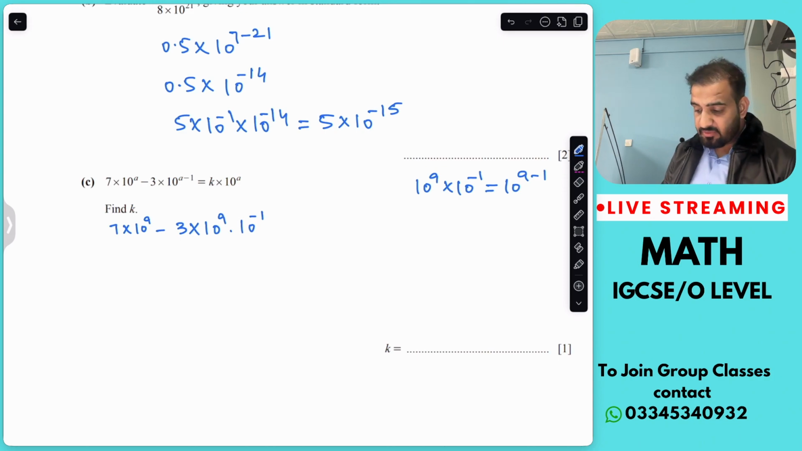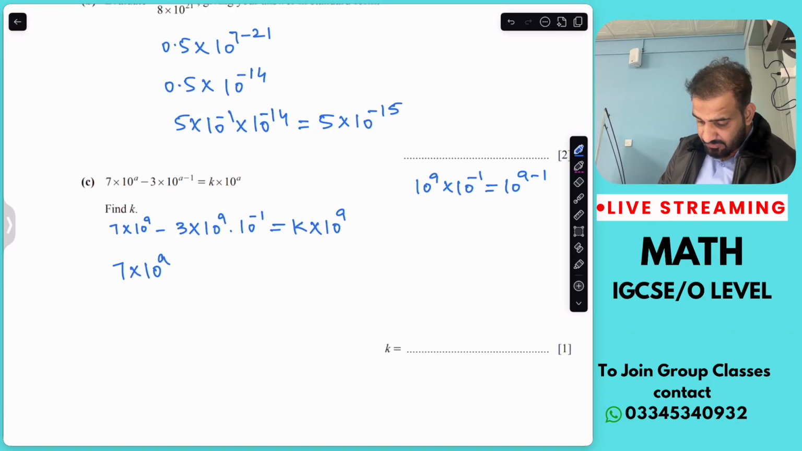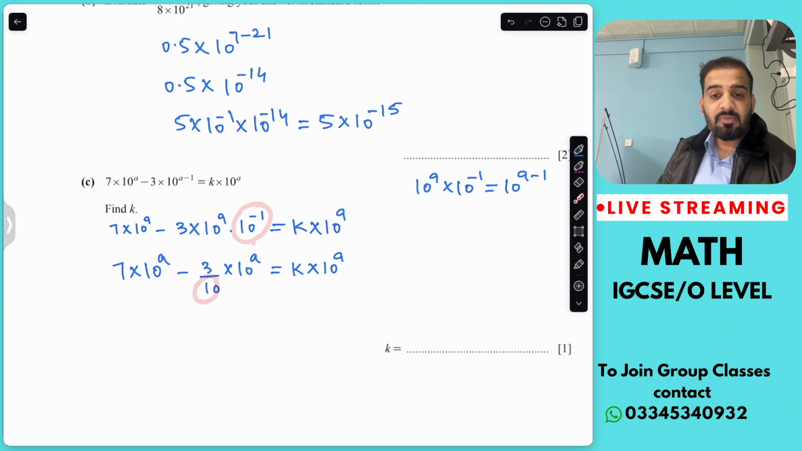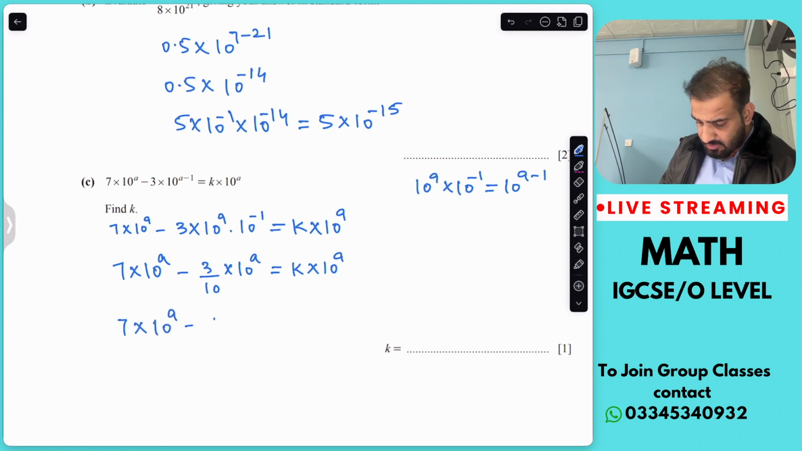So it means we can break down this power, okay? So it will become 7 cross 10 raised to power a minus 3 divided by 10 cross 10 raised to power a is equal to k cross 10 raised to power a, if you understand. I bring this down, 10 raised to power minus 1 down, okay? The power becomes positive 1. So what is 3 over 10? You can skip this step, but at least write 0.3. So 0.3 cross 10 raised to power a is equal to k cross 10 raised to power a.